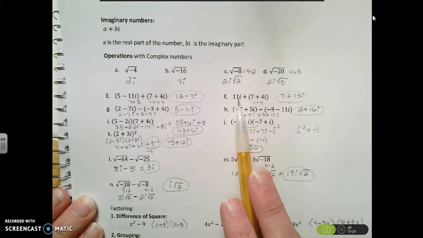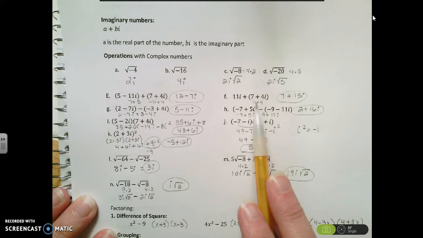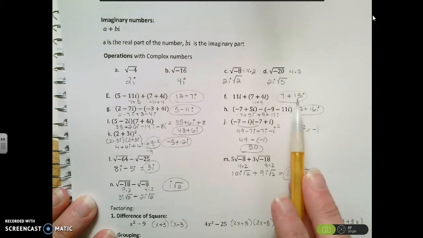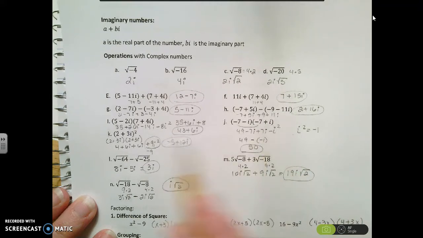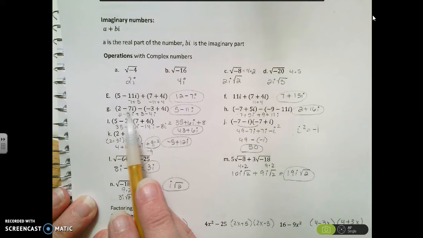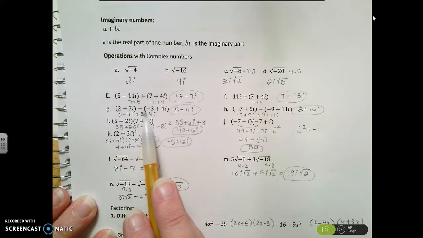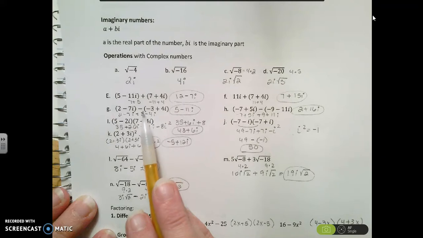Same thing here, the 11i is the imaginary part, the 4i is the imaginary part, so we add those two parts together, 11 plus 4, and we get 15i. And then the 7 just comes along with it. Here we're subtracting, so 2 minus 7i minus -3 plus 4i. So that negative sign distributes just like normal, so it becomes 3 minus 4i.